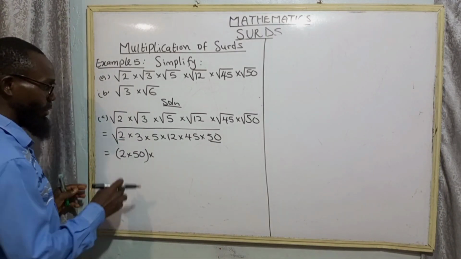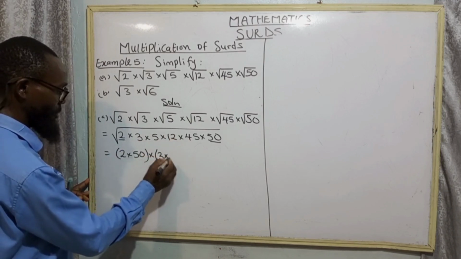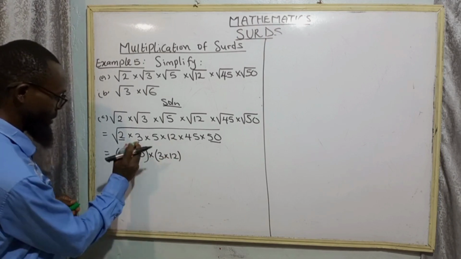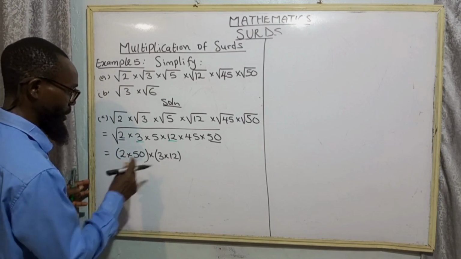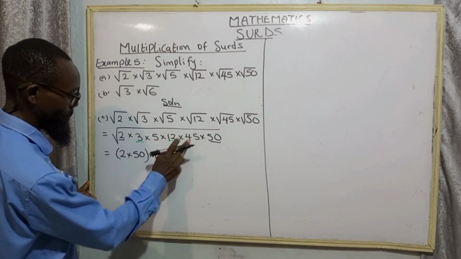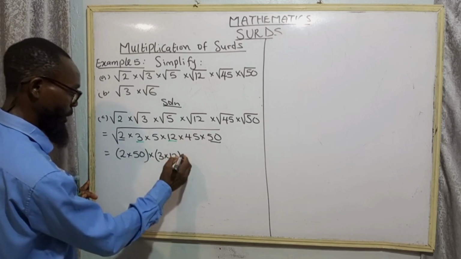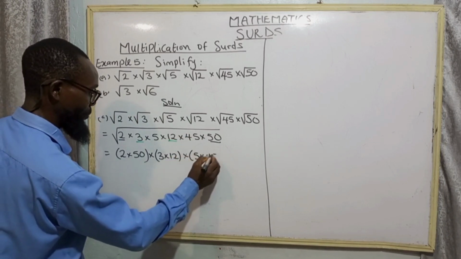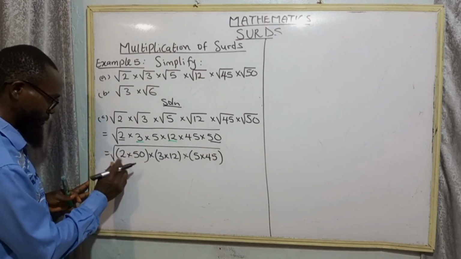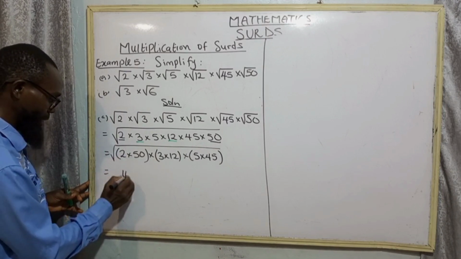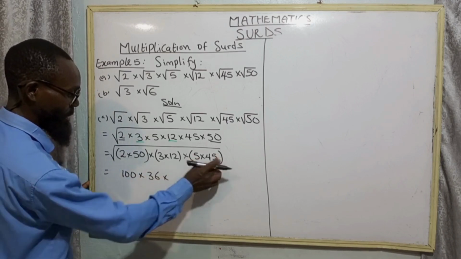What again? Out of 3 times 12, that is 36. I've taken that one as well. Okay. Which one again? 45 times 5, what will that give? 5 multiplied by 45 with their square roots. So we have 2 times 50, we have 100, multiplied by 36, multiplied by 5 times 45, all square roots.